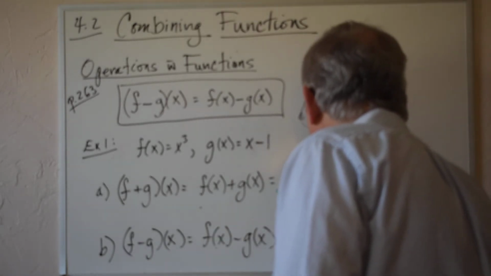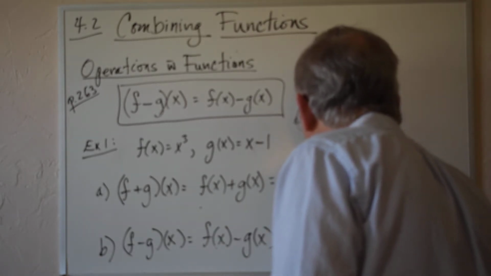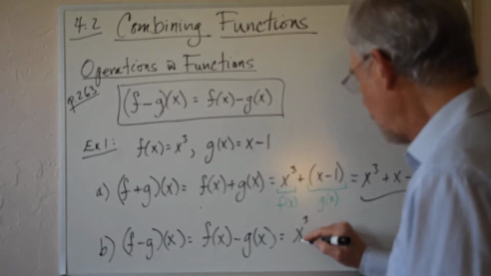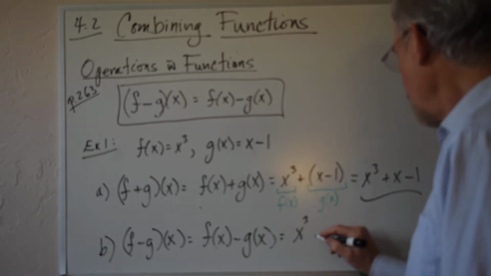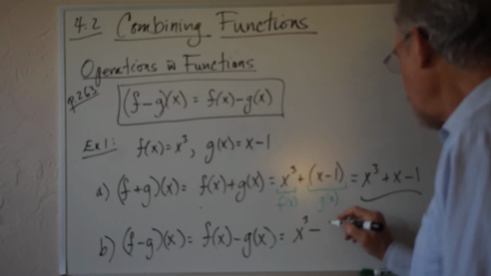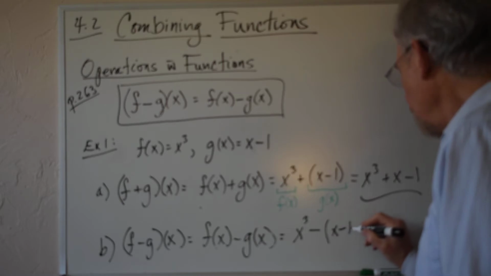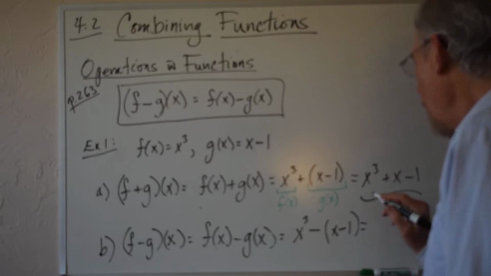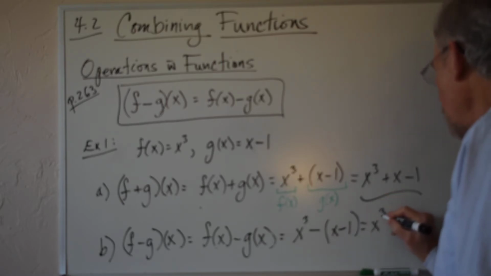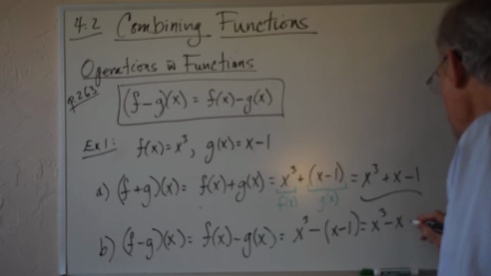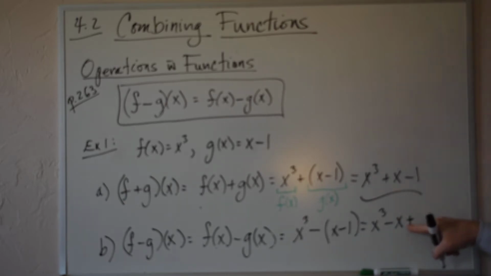So I substitute into that, right? f of x is x cubed. And now I'm going to subtract g of x, and g of x is x minus 1. When I get rid of the parentheses, notice my sign change right there. And I arrive at that result.